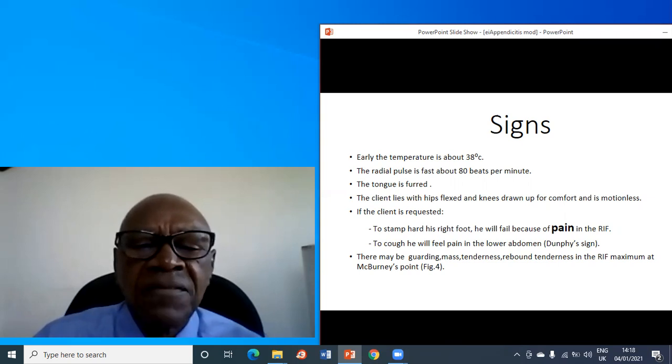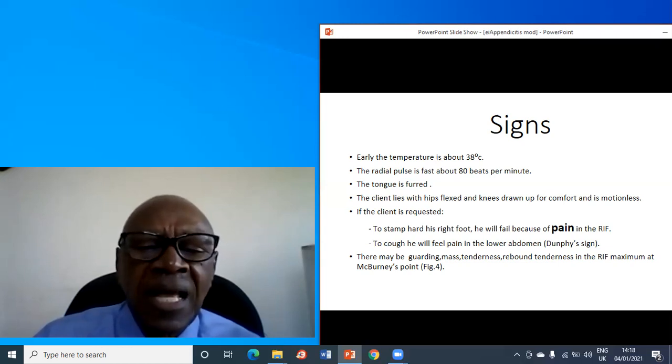If he's requested to cough, he'll feel pain in the lower abdomen, which is called Dunphy's sign. There may be guarding, a mass, tenderness, and rebound tenderness in the right iliac fossa, maximum at McBurney's point.